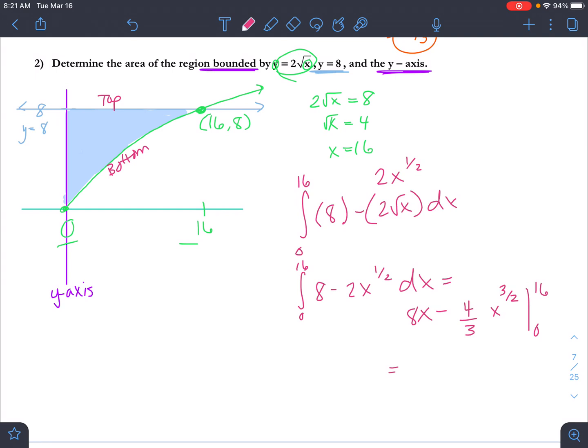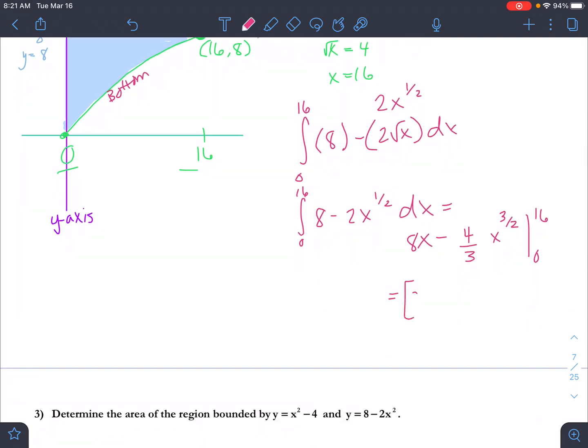And again, the calculation part, hopefully not too bad. You would have 8 times 16 minus 4/3 times 16 to the 3/2. Remember, 3/2 means take the square root of 16, which is 4, and then cube it. So that would be 64 times 4/3. Minus, if you plug in 0, both of these would be 0. Okay, so again, I'll kind of just ruin the answer there. 128 over 3 would be your final answer.